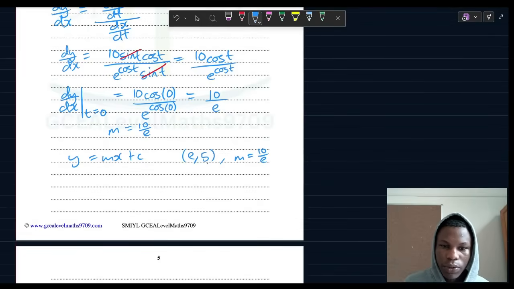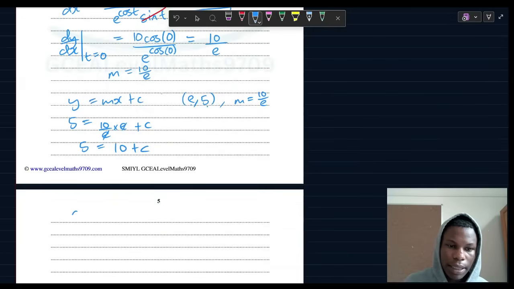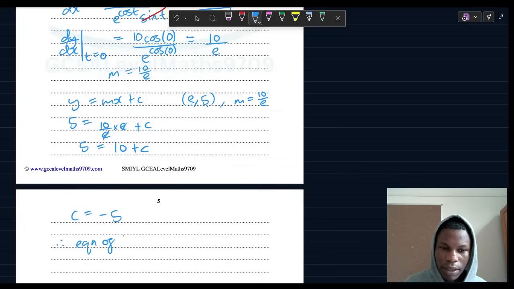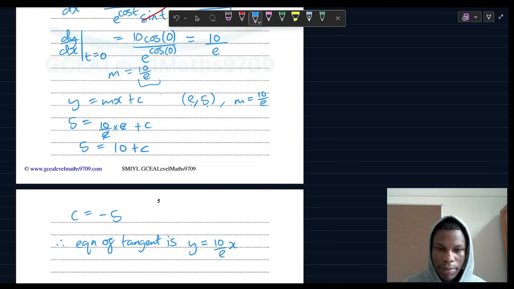So we can substitute y is 5, x is e. So 5 is equal to m, which is 10 over e, times x, which is e, plus c. And so that would cancel out, and so you get 5 equals 10 plus c. And so that means c has to be 5 minus 10. c is minus 5. And so you can conclude that therefore the equation of the tangent to the curve at that specific point is y is equal to our gradient 10 over e times x minus 5.